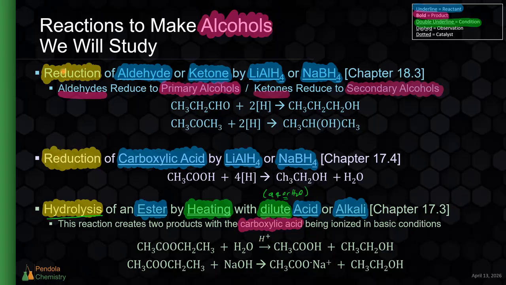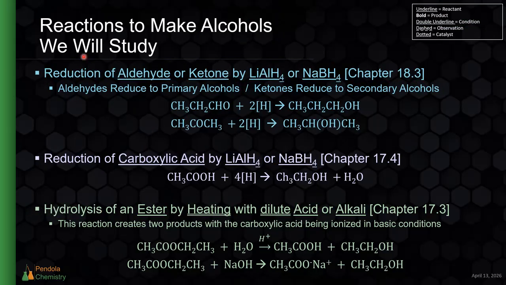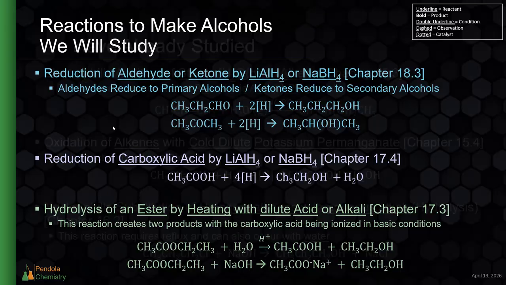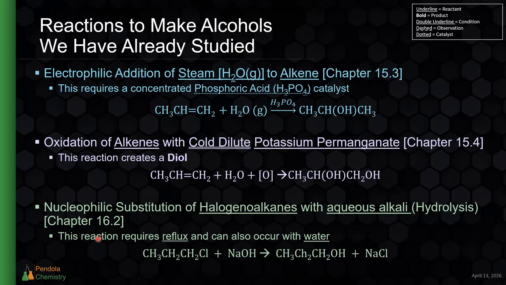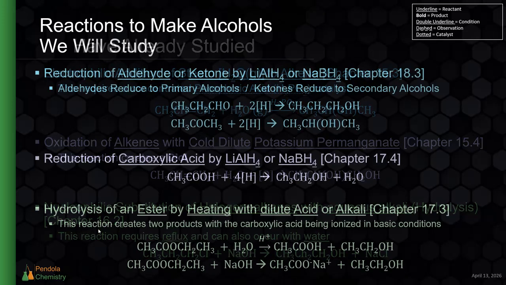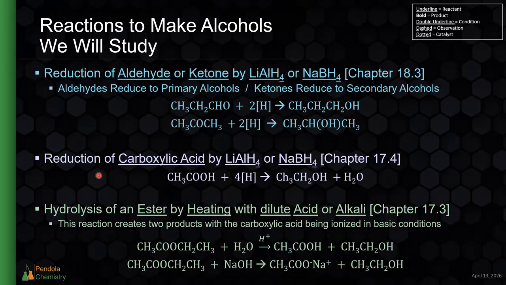So this is the preview section. These are the three types of reactions that we have yet to study, that we'll study in chapter 18 and 17, that create alcohols as a result. So we have a lot of different reactions that create alcohols. Three which we haven't seen yet, and three which we have already studied. So just keep that in mind as we go through this chapter and as we look at the reaction webs at the end of the chapter.